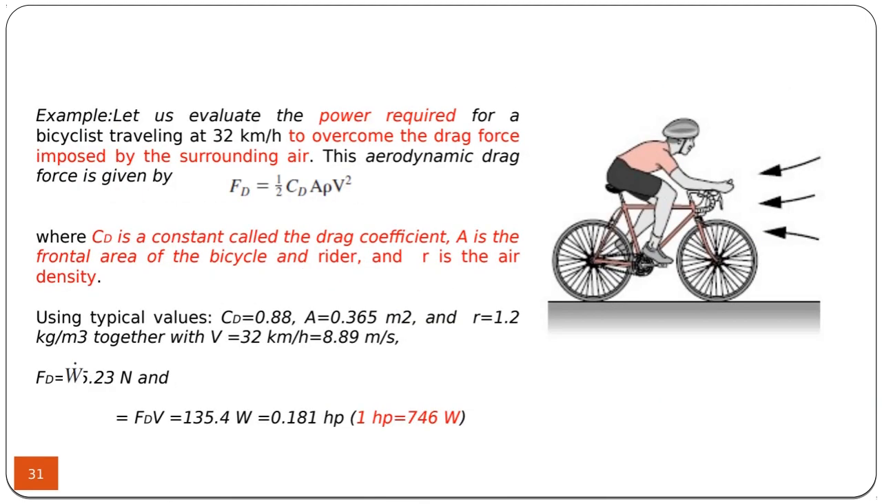An example of power. In order to calculate the power to be applied by the cyclist, we need to know the drag force as well as his velocity, because the power must be calculated from force times velocity. What is the force here? It's the aerodynamic drag force. And the calculation of aerodynamic drag force is given to you as 1 over 2 times CD times rho times AP times V squared. CD is the drag coefficient. AP is the projection area of the cyclist. V squared is the velocity squared of the cyclist.